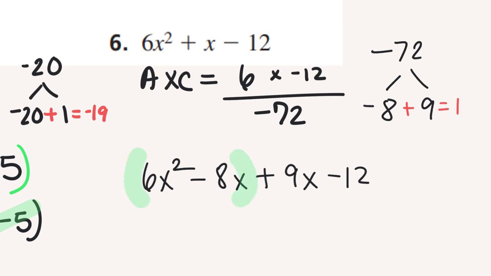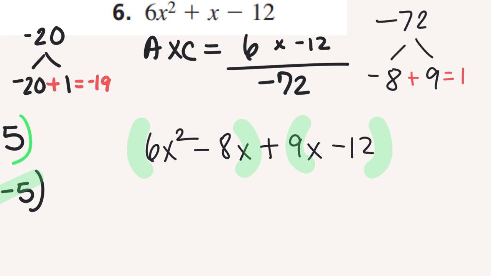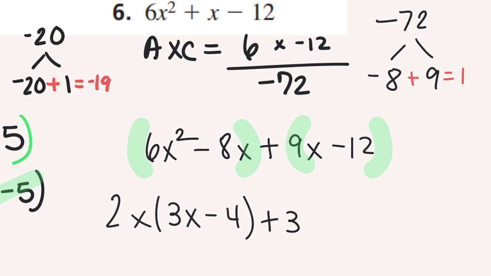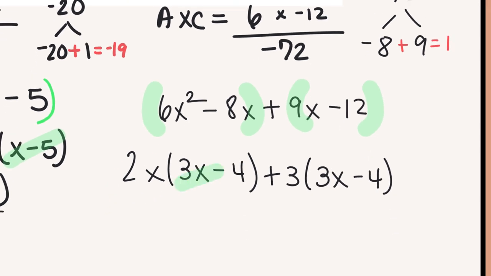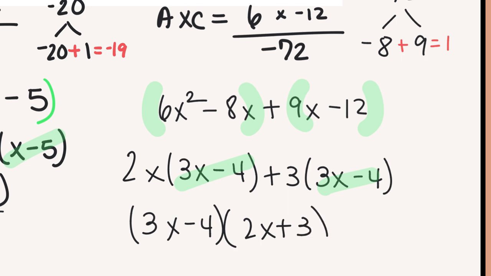I'm going to separate them. When I factor out this first one, I can factor out 2x, and I'm left with 3x minus 4, plus I could factor out here a 3 times 3x minus 4. I can see that the insides of the parentheses are the same. So my answer is going to be 3x minus 4 times 2x plus 3. That's my answer.